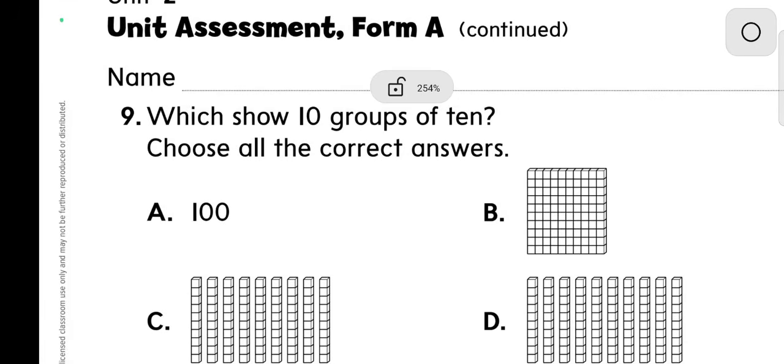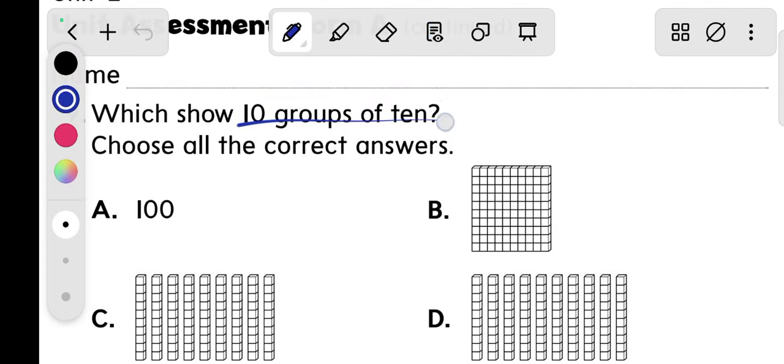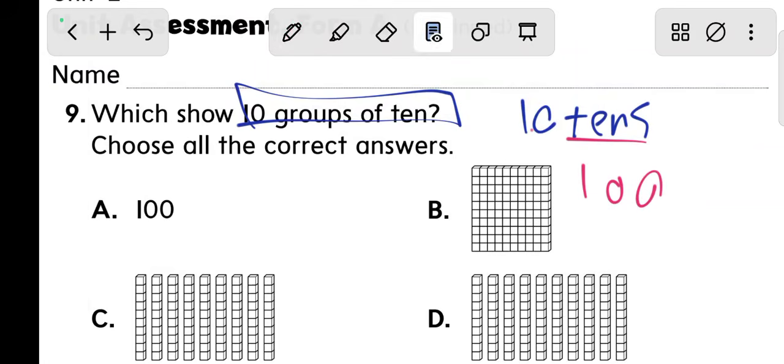Okay, which shows 10 groups of 10? Guys, 10 groups of 10, of course it's 100. If you have 10 objects and each object has 10 other objects, then 10 groups of 10 equals 100. So guys, 10 groups of 10 is 100. Keep it well, because it's 10 tens, right? Write 10, and how many zeros in tens? It's a 0, so 100.